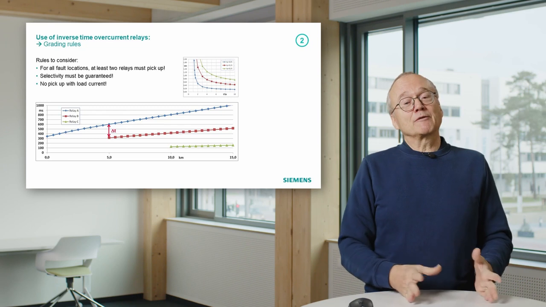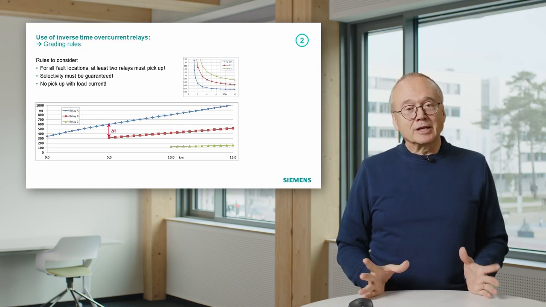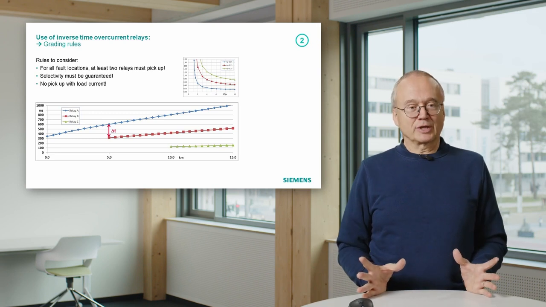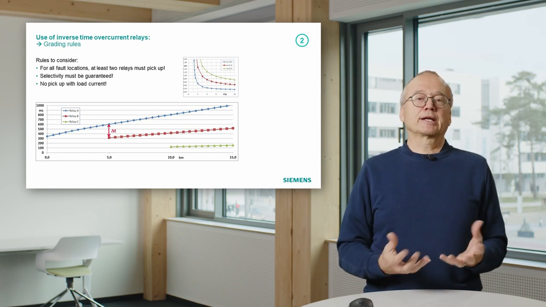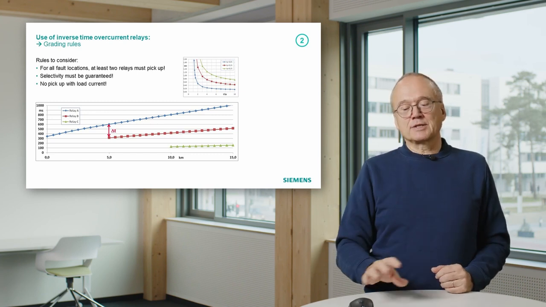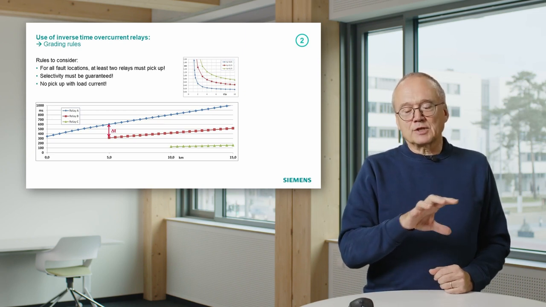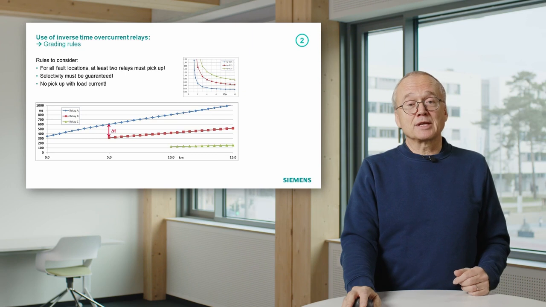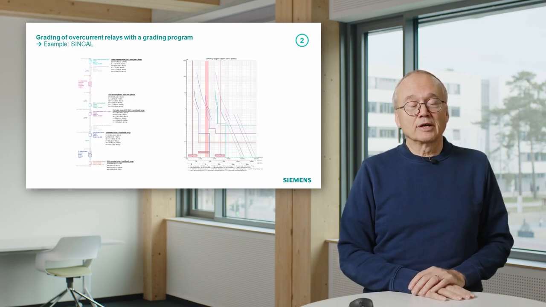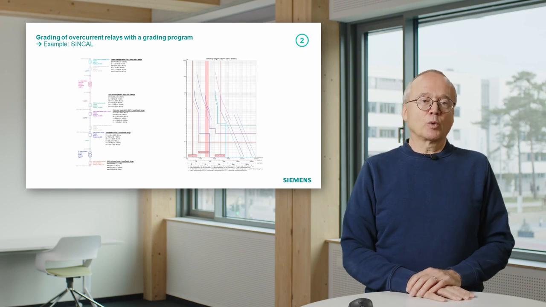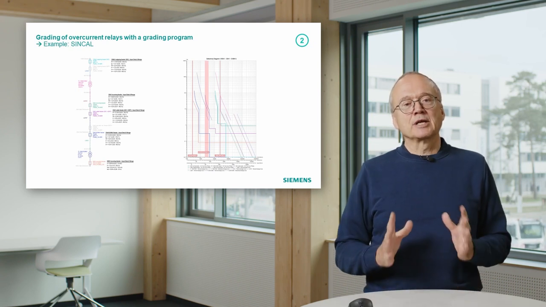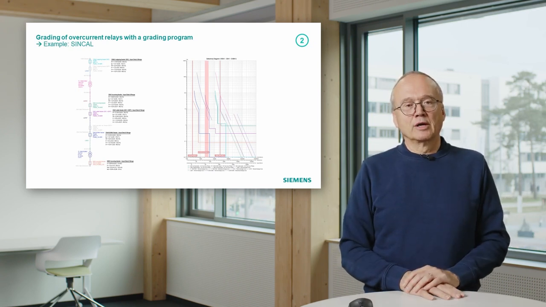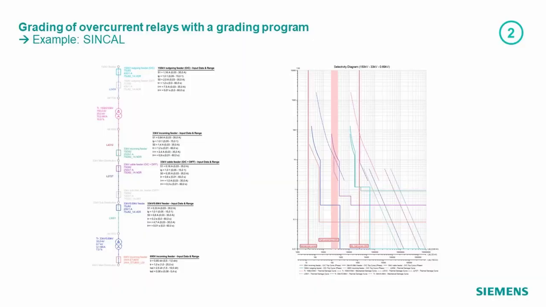this looks pretty simple if you are dealing with 3 relays, but if you are dealing with a big network with 100 relays, it becomes complicated. You must do network calculation, short circuit calculation, load flow calculation. And for that reason, this calculation of setting values following these principles is normally done with grading programs. Within Siemens, we use the program Syncal. You can use this program to do network calculations, but you can use it also to do the grading of overcurrent relays.